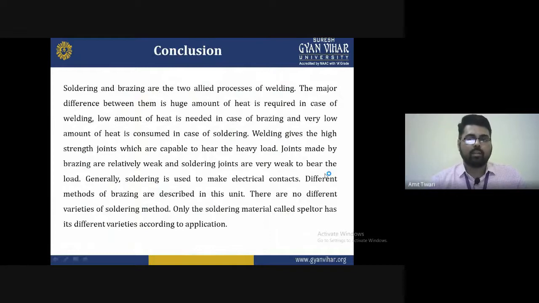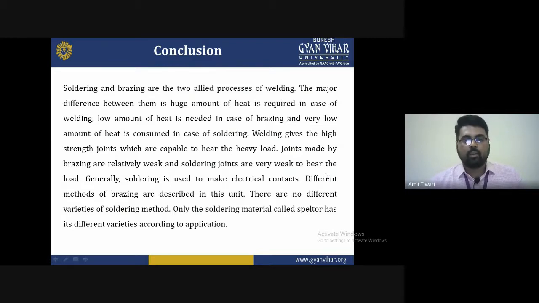The major difference is that a huge amount of heat is required in welding, a low amount of heat is needed in brazing, and a very low amount of heat is consumed in soldering. So welding gives high joint strength, applicable to heavy loads, joints made by brazing are relatively weaker, and soldered joints are very weak at bearing load. Generally, soldering is used to make electrical contacts. Different methods of brazing are described in this unit.